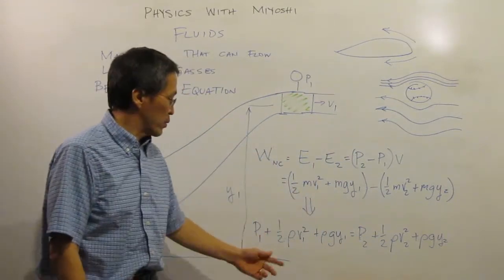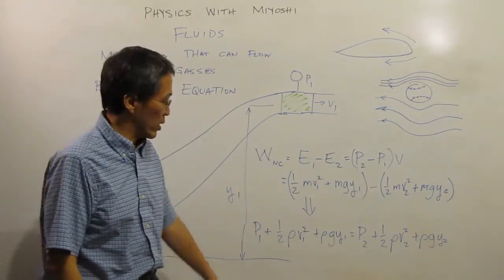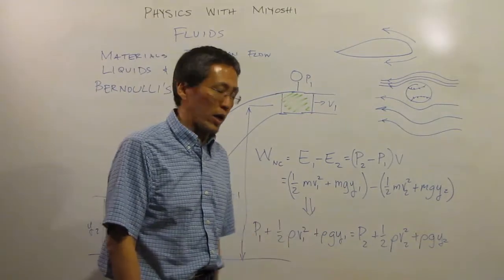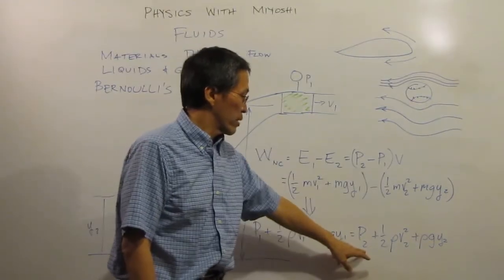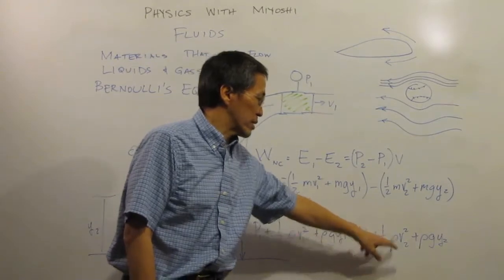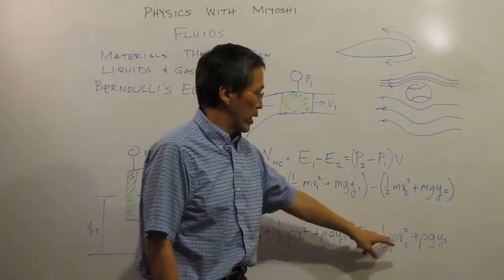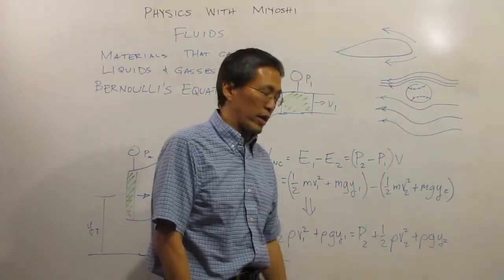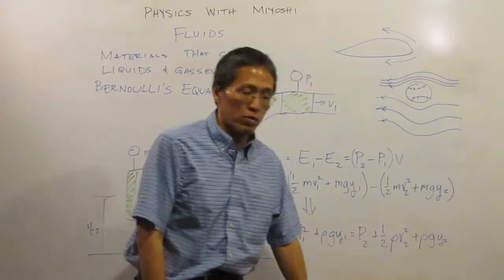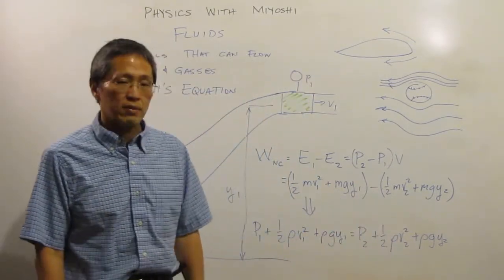Again, it's P1 plus 1/2 rho V1 squared plus rho g times y1 has to equal the pressure at 2 plus 1/2 rho V2 squared plus rho times acceleration due to gravity times the height y2.